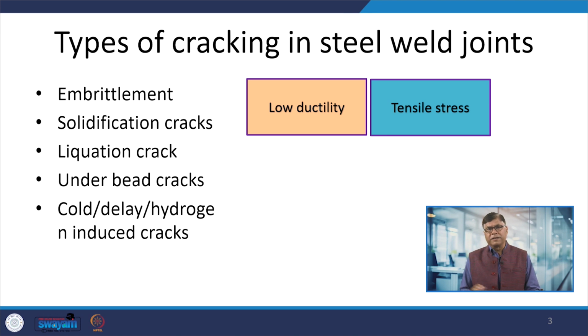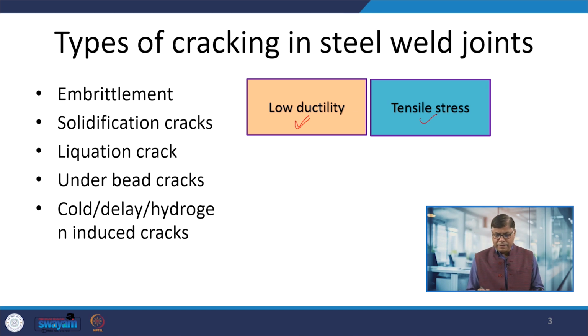So, for cracking to occur in any case, whether it is casting, forming, welding or any other process, two things are required. One is that the material experiencing cracking will have low ductility. If the material has high ductility, then the chances of cracking are decreased significantly. Likewise, cracking will not occur if there are no tensile stresses or shear stresses. The tensile stresses are more common. So, the presence of tensile stress and the low ductility of the material are the two prerequisites for cracking to occur in the weld joints.